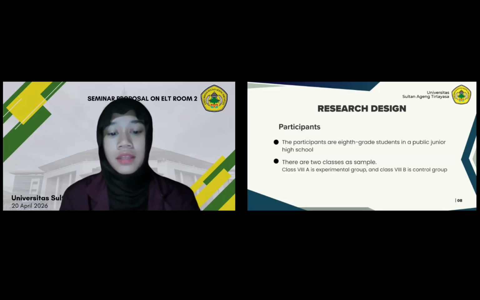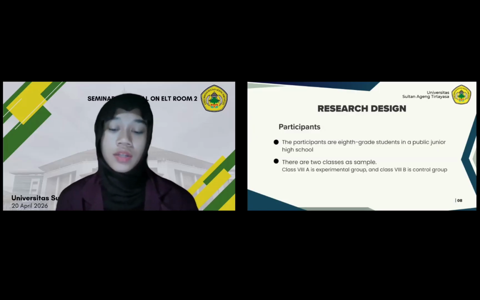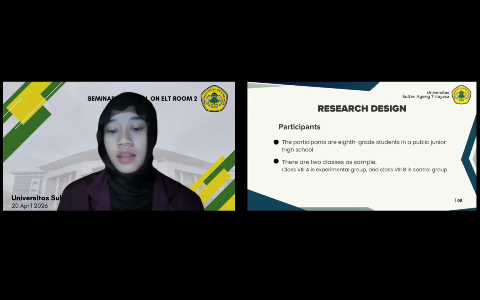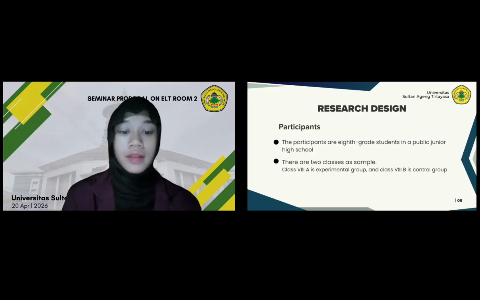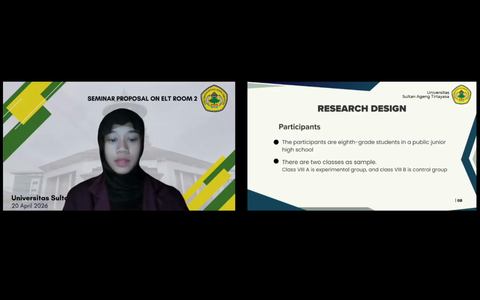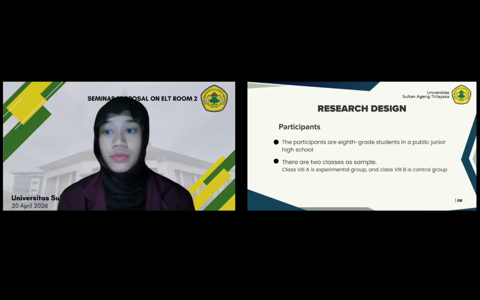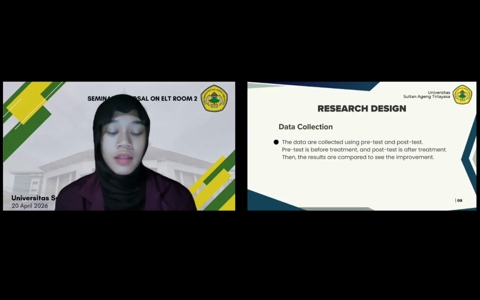The participants in this research are eighth grade students in a public junior high school. There are two classes as a sample, which are class 8A is the experimental group and class 8B is the control group. So these two classes will be used to compare the result. The data are collected using pre-test and post-test.